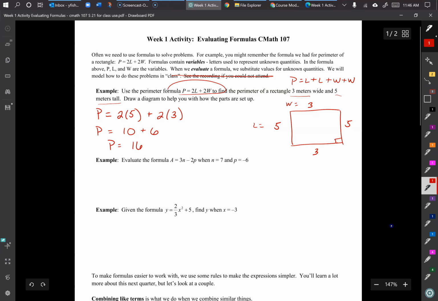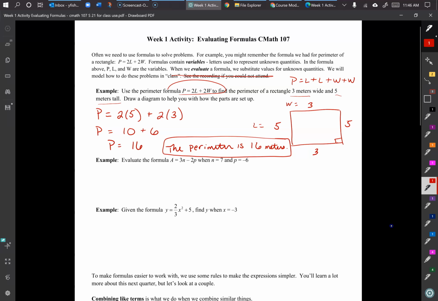And answering in a sentence is good practice. So you could say the perimeter is 16, and this is in meters. So we always want to put our units if we have them. And then that would be your answer for the first one.